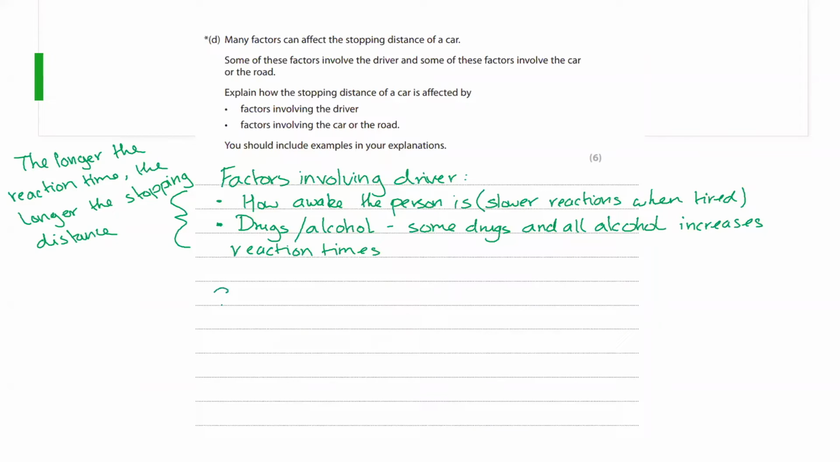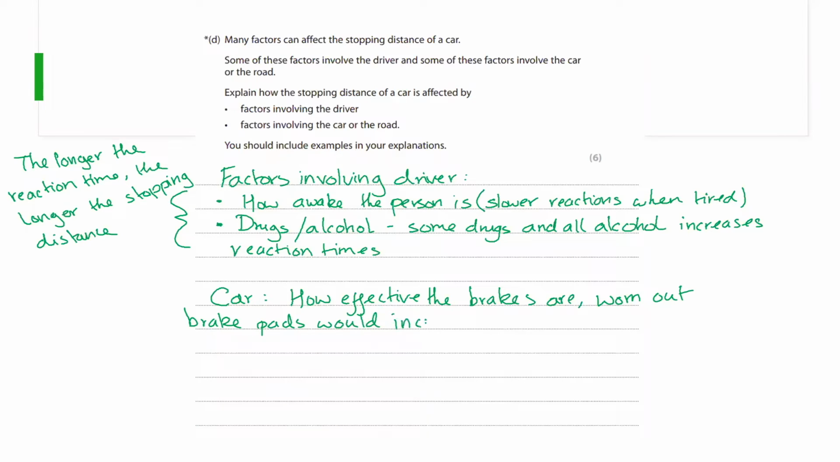We'll go to the car because there's lots of things here. Right, how effective the brakes are. So the person could actually put their foot on the brakes, but if the brakes don't work... There's a thing called brake pads which rub against the wheel. So worn out brakes, literally worn out brake pads, would increase stopping distance.